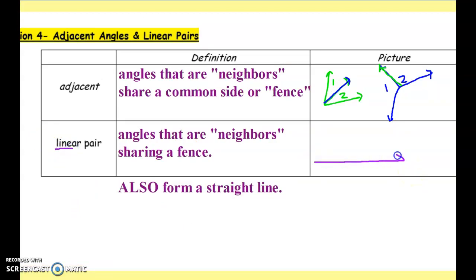So a linear pair would look something like this. I have a straight line, and then I have my fence cutting it into two angles. So I've got angle 1 on the left, angle 2 on the right. But you see that purple line, guys? Those two angles together are a linear pair. They equal 180 degrees together. So you're going to be given some pictures and asked to tell me whether they are adjacent and also a linear pair.